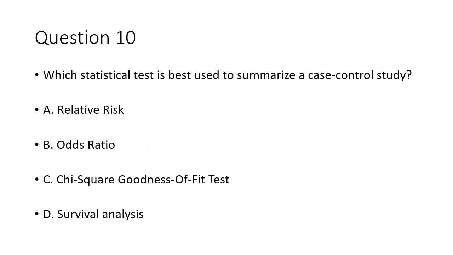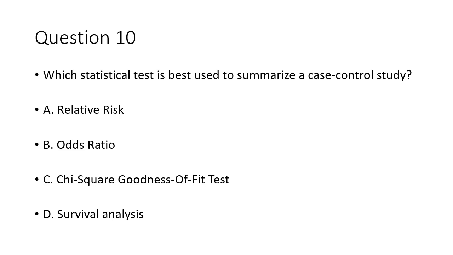The next question here is which statistical test is best used to summarize a case control study? Is it A, relative risk? Is it B, odds ratio? Is it C, chi-square goodness of fit test? Or is it D, survival analysis?